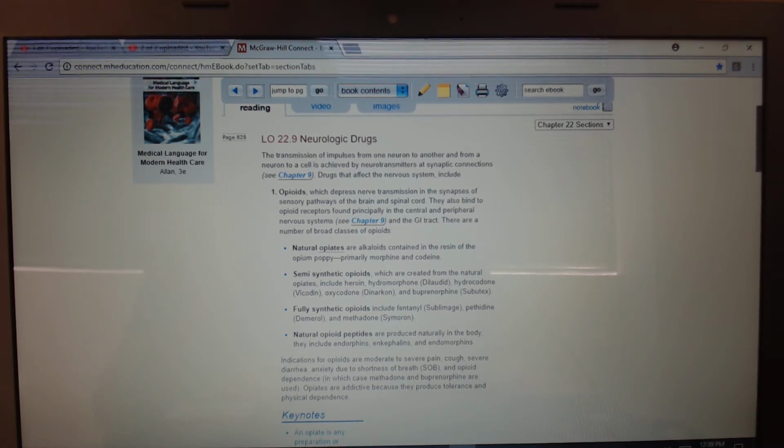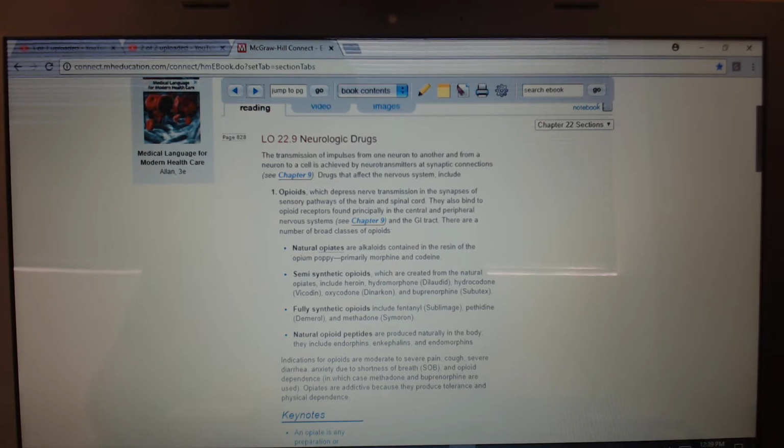The transmission of impulses from one neuron to another, and from a neuron to a cell, is achieved by neurotransmitters at synaptic connections. Drugs that affect the nervous system include opioids, which depress nerve transmission in the synapses of sensory pathways of the brain and spinal cord. They also bind to opioid receptors found principally in the central and peripheral nervous system and in the GI tract.